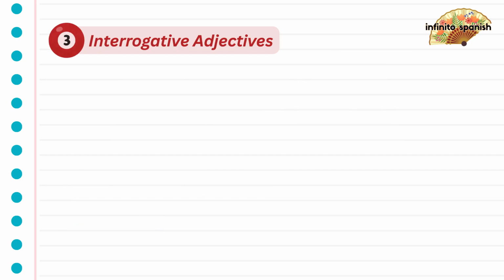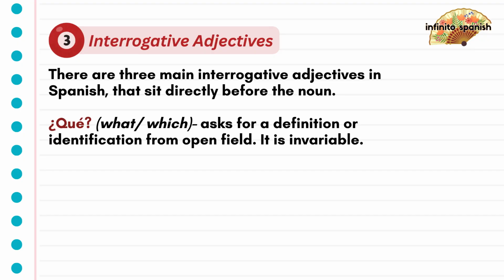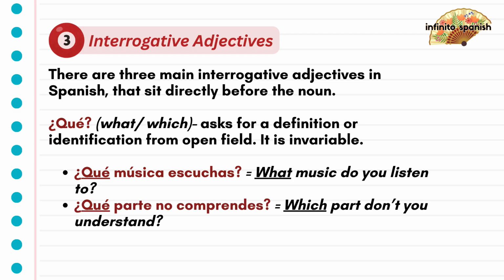Interrogative adjectives. Interrogative adjectives are question words that come directly before a noun. There are three main interrogative adjectives in Spanish. First is ¿qué? Meaning what or which. It is invariable and is used to ask about a thing or choose from a group. For instance, ¿qué música escuchas? What music do you listen to? ¿Qué parte no comprendes? Which part don't you understand?